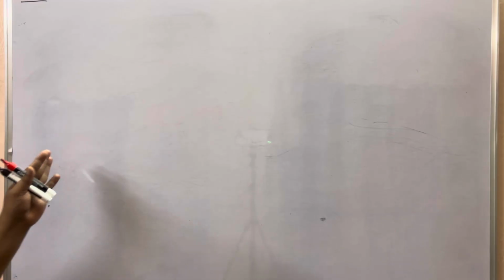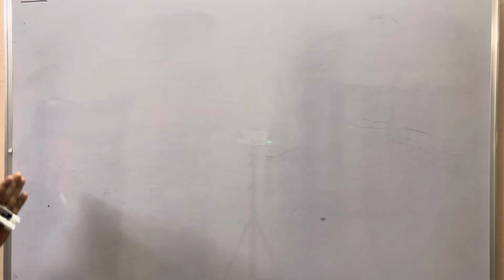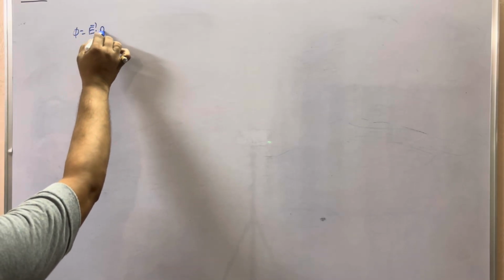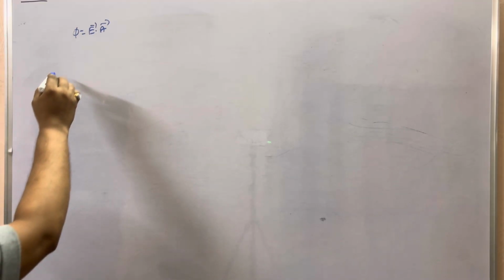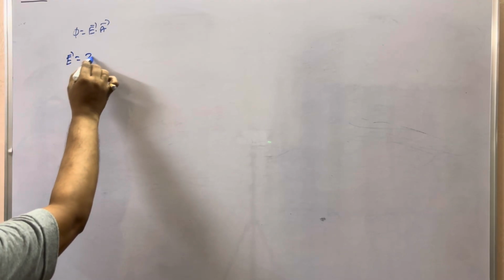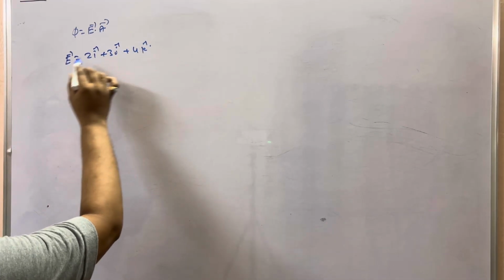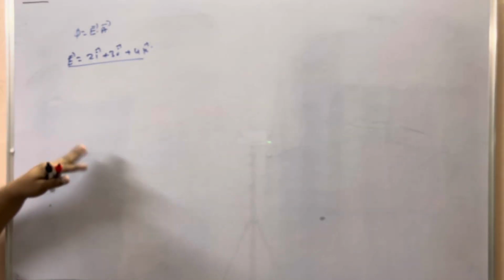In this class, we previously discussed flux sum problems. Directly we used this equation: phi is equal to E bar dot A bar. Just I am giving the electric field intensity: E bar is equal to 2 i cap plus 3 j cap plus 4 k cap. This is the electric field intensity. In the previous problem, we directly gave the area. In this one, we will give it indirectly.